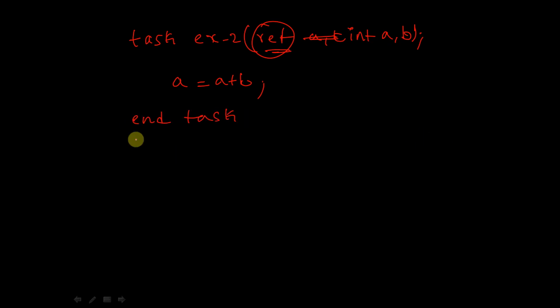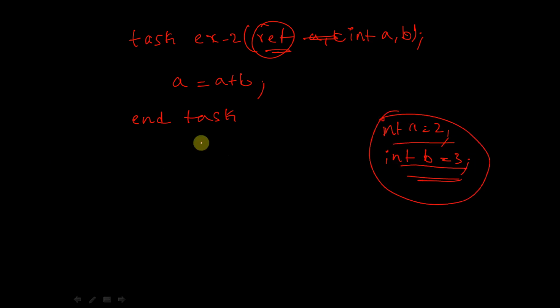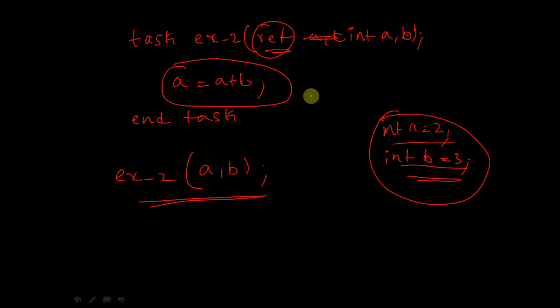Now globally also I will declare the variables int a which is equal to 2 and int b which is equal to 3. So globally I have declared two variables, a is equal to 2 and b is equal to 3, and I'm passing these variables by calling my task ex_2 with a comma b. So there are modifications done to the arguments which I have passed to my task. So these modifications will also be reflected outside the task.